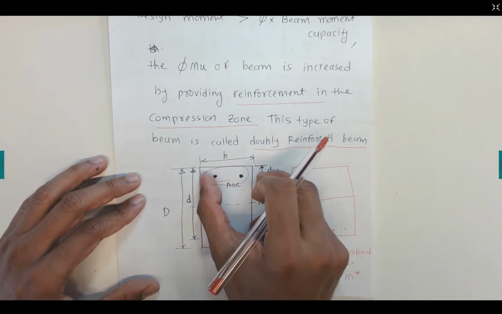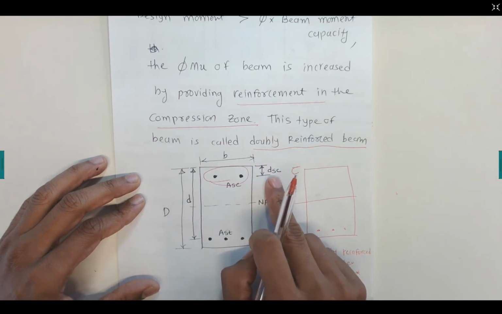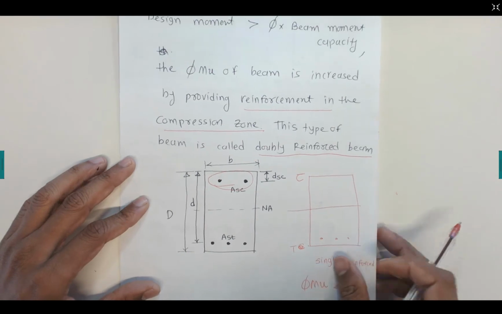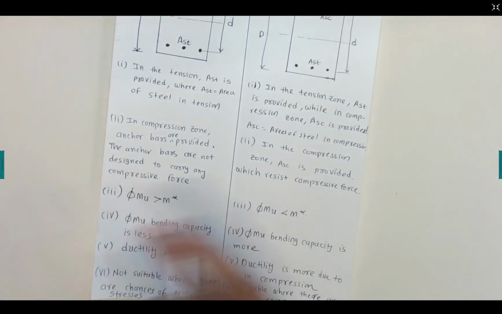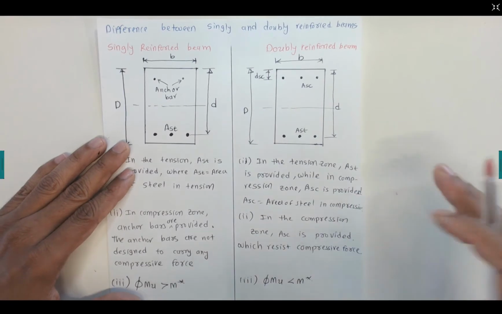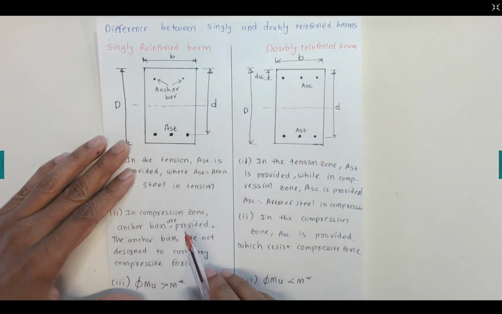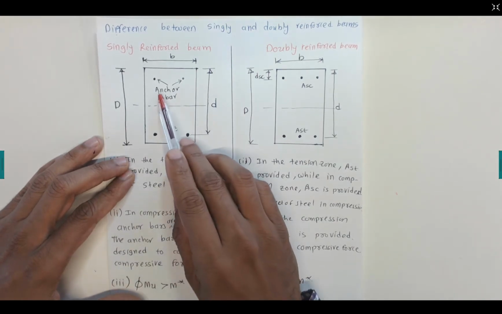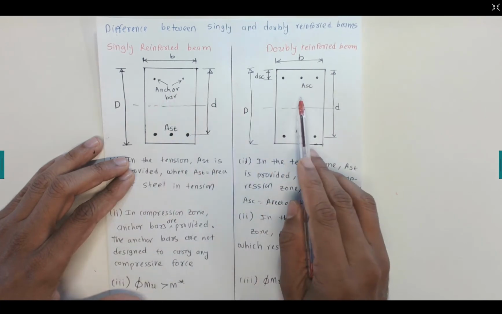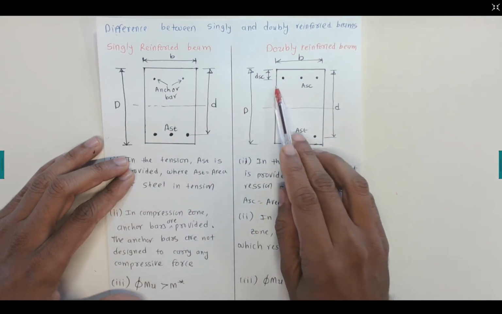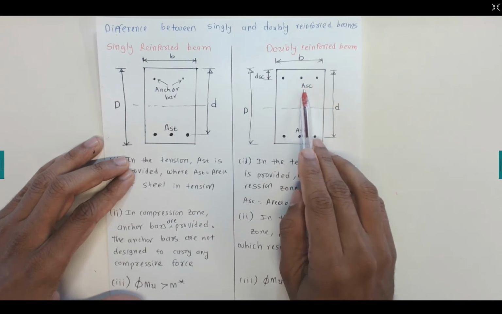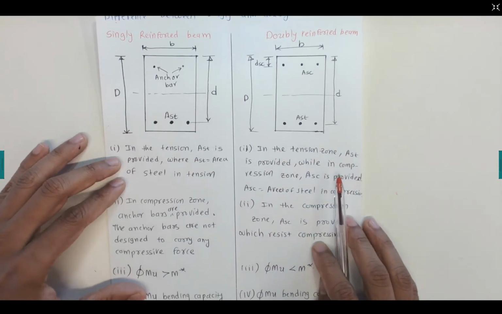This is depth d, and we need to calculate d_sc from the cover to the center of the compression reinforcement. Now let's check some fundamentals: what is the difference between singly and doubly reinforced beams? For a singly reinforced beam, we generally have the reinforcement at the bottom and anchor bars at the compression side, but in the doubly reinforced beam we have extra reinforcement in the compression side. This is the area of the compression reinforcement, A_sc, and the area of the tensile reinforcement, A_st.